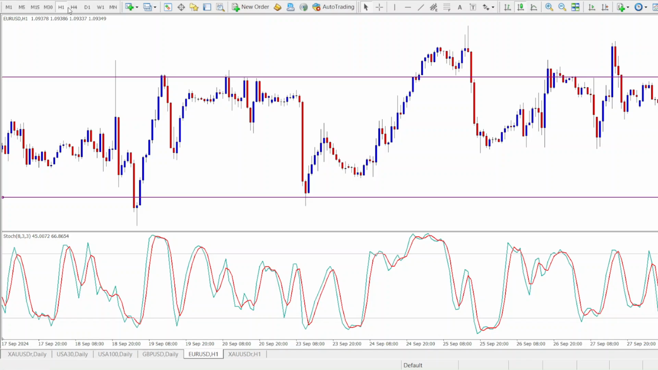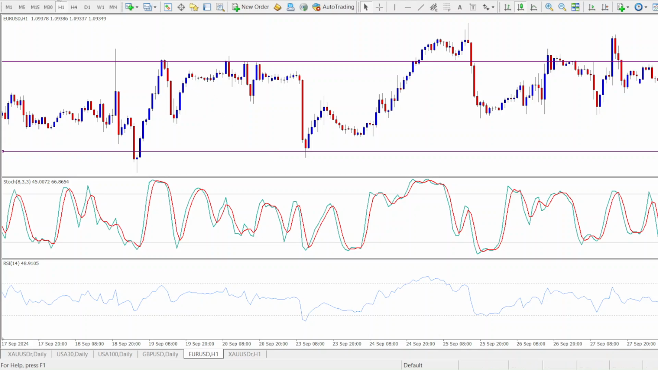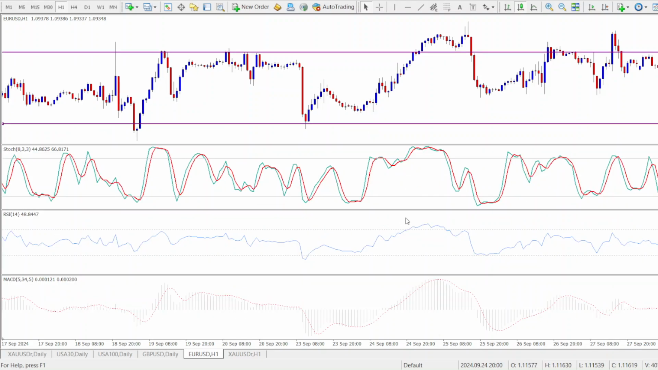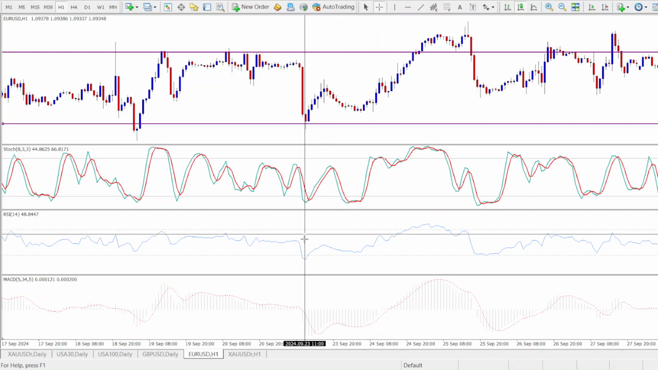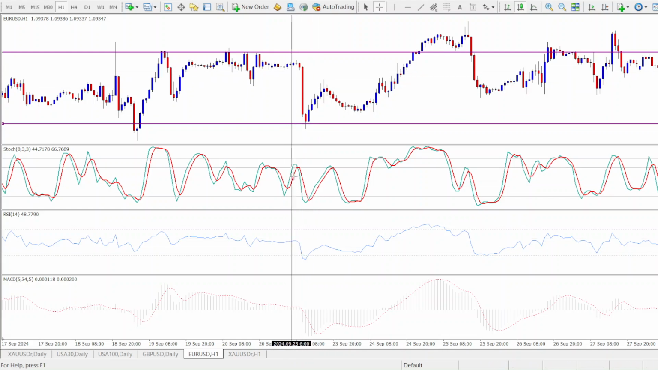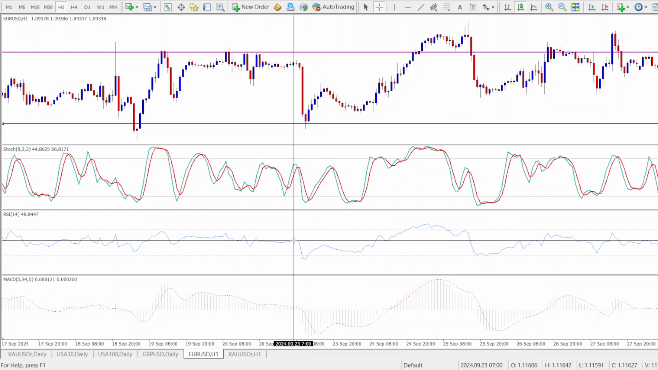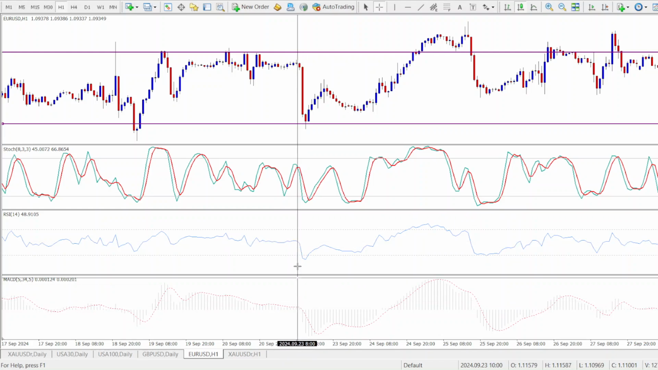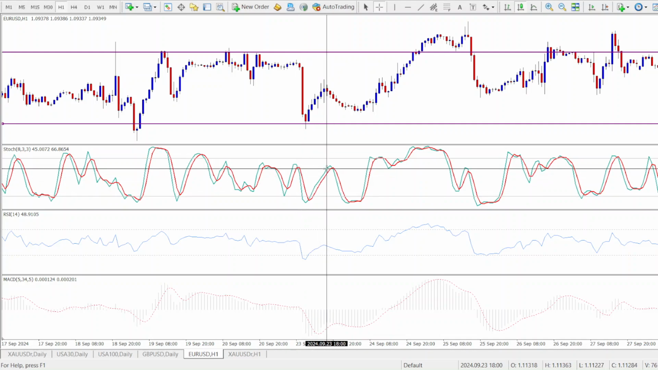Let's just look at it very quickly, very briefly, right? Let's add on the three momentum indicators that we just looked at. When the three of them, for example, give you the same signal, you can see that right at this point, the stochastics give us a sell, the RSI gave us a sell, the MACD gave us a sell. When you have a confluence like that, it shows a stronger signal.